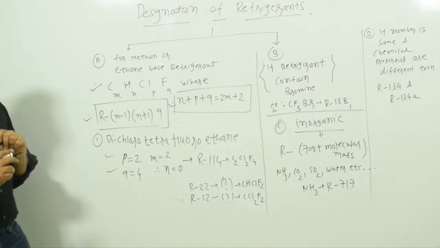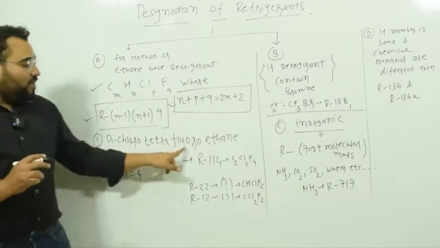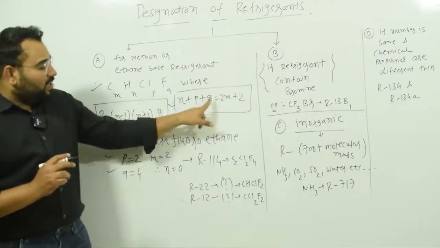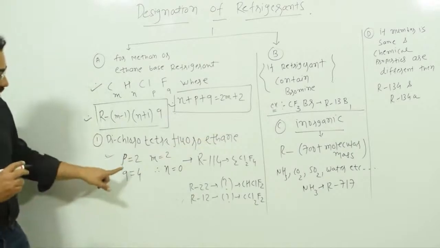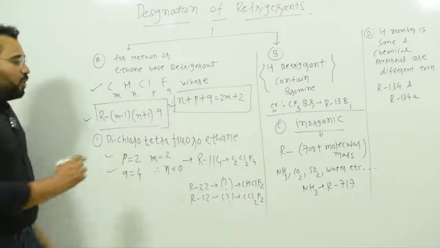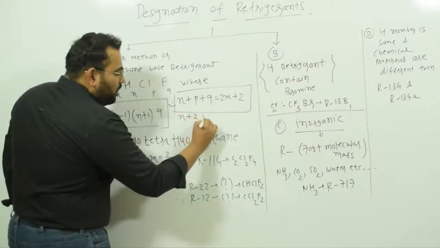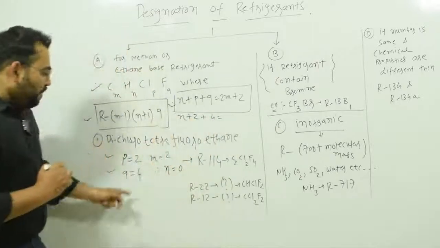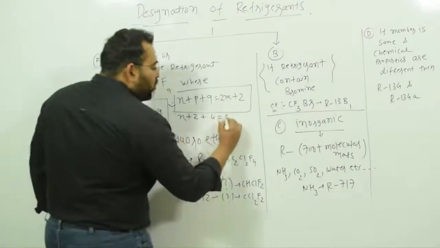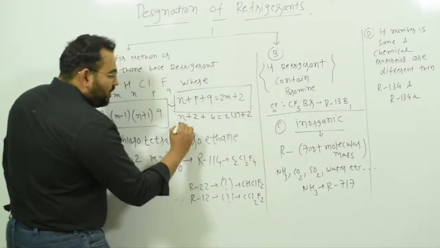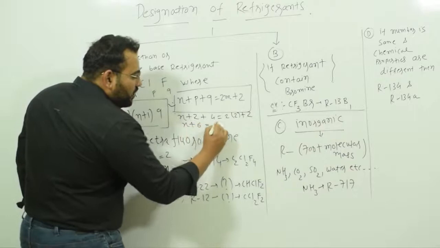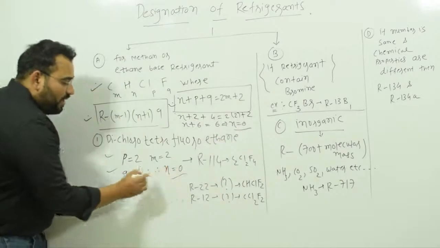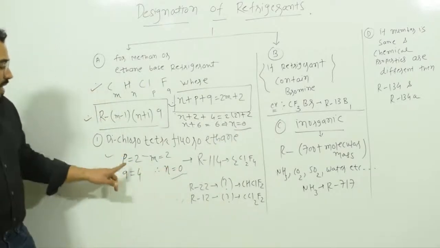Now there is one thing missing, the number of hydrogen atoms, which we cannot find from here. So what will we do? We will use this equation: N plus P plus Q is equal to 2M plus 2. We have the value of P, which is 2, so we put N plus 2 plus the value of Q, which is 4, equal to 2M plus 2. We have M equal to 2, so 2 into 2 plus 2. So this will be N plus 6 is equal to 6. Therefore N equals how much? 0. So this is how we can find the values of P, Q, M and N.